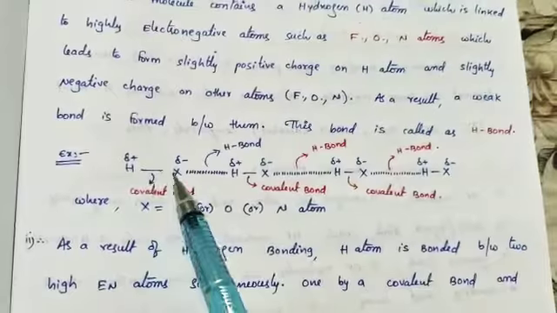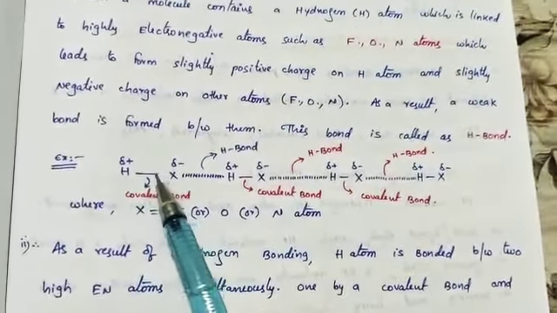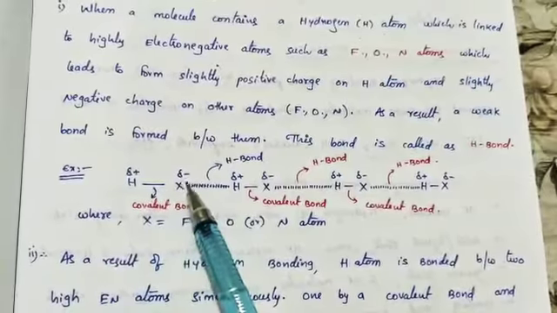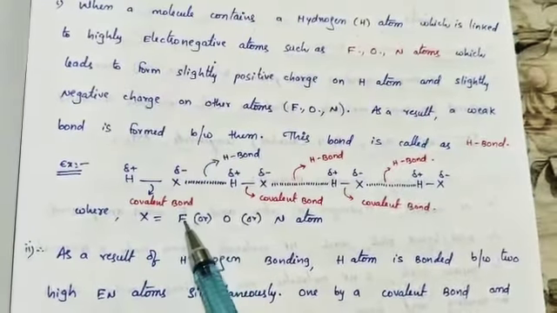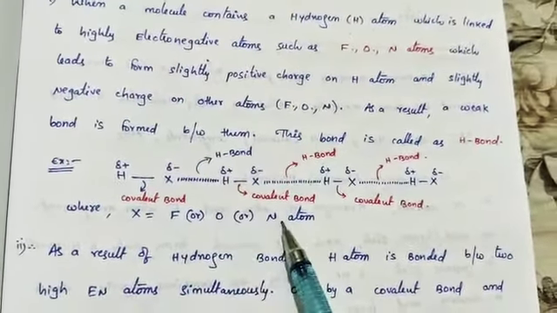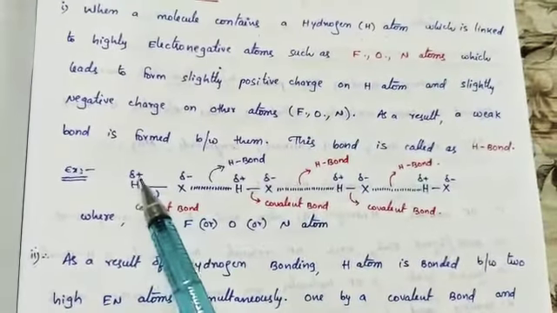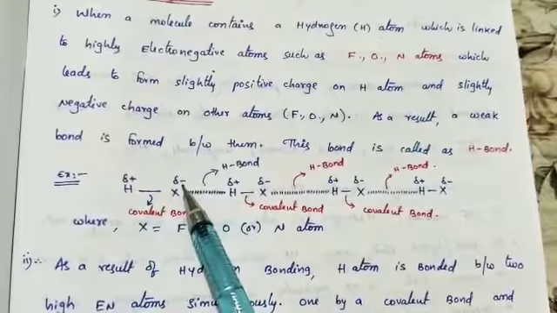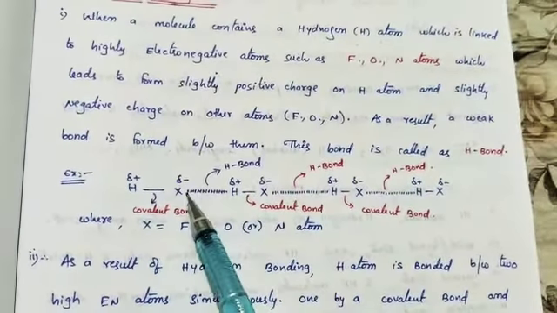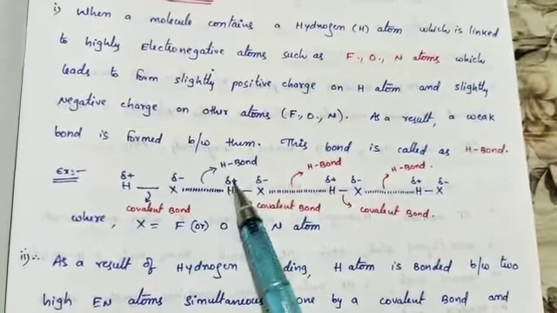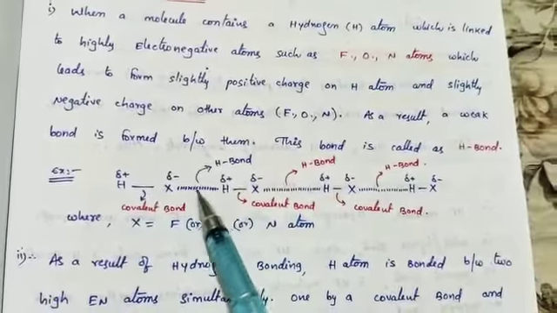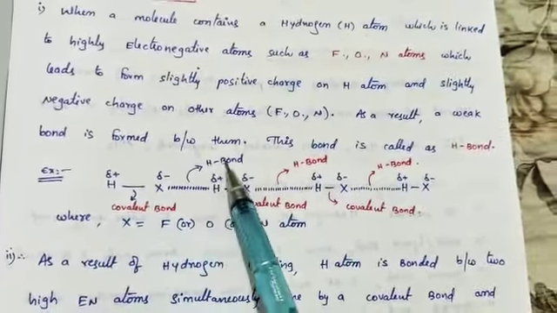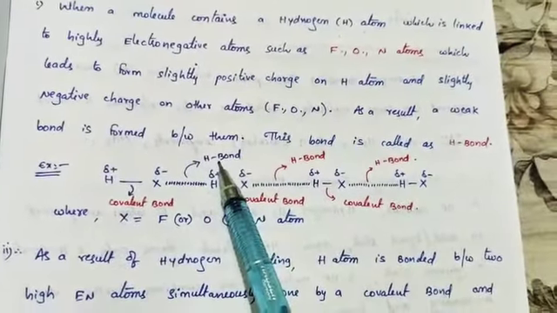So I am taking a molecule HX, where there is a covalent bond between the two. When the hydrogen is attached to a more electronegative atom, that is fluorine, oxygen or nitrogen, the hydrogen gets a partial positive charge and the other atom contains a partial negative charge. Due to the partial positive and partial negative, plus and minus, a weak bond is formed due to attraction. The weak bond is generally called the hydrogen bond.